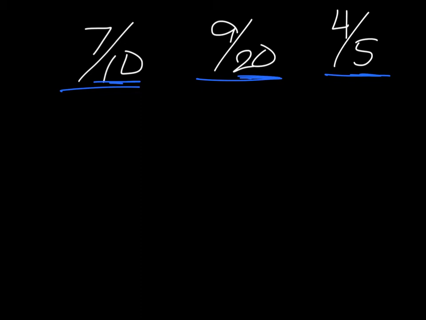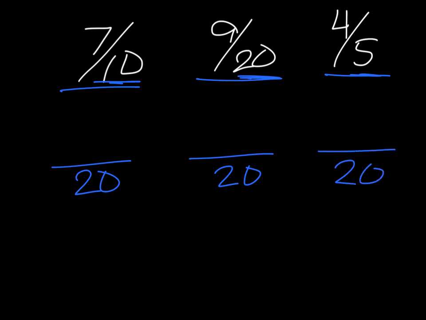So we're going to make 20 our new denominator. So we're going to do 20 for each of these. Now the next step is that you are going to be multiplying. So you need to think, what times each of these numbers gave you 20?